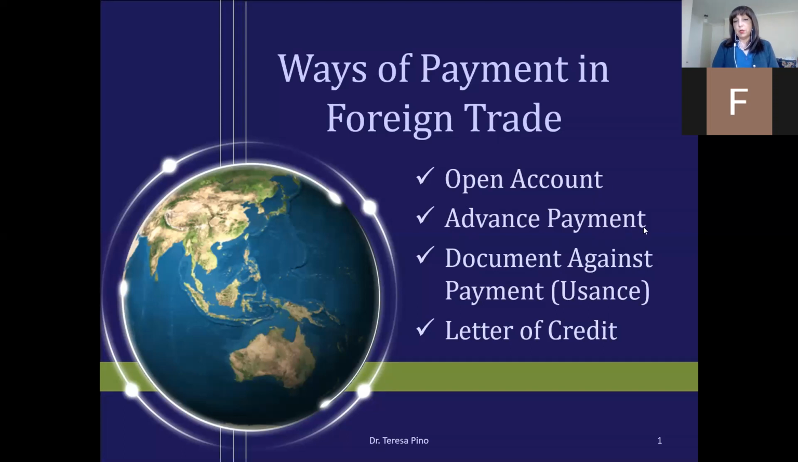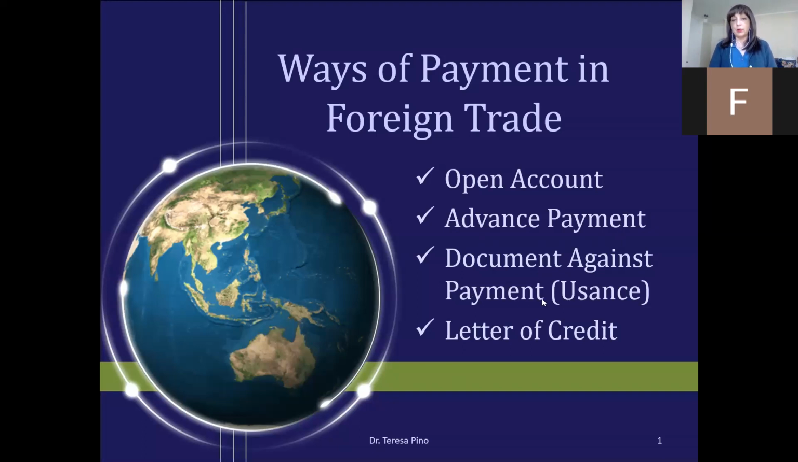The advance payment is the one that we always use when we buy from abroad, from AliExpress, from Wish, from any other place, Amazon. We always pay in advance. We use our credit cards and we pay for the merchandise, and then in a couple of days, sometimes weeks or months, we receive the merchandise. That is advance payment. So we're not going to use that. You have to know they exist, but we're not going to see them.